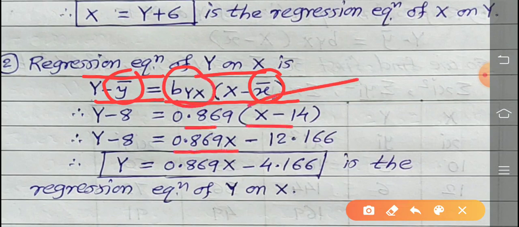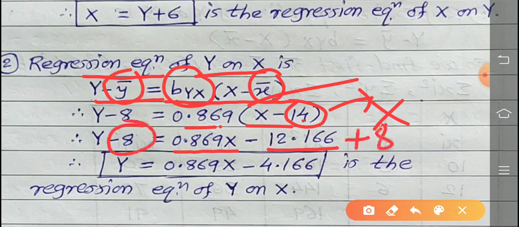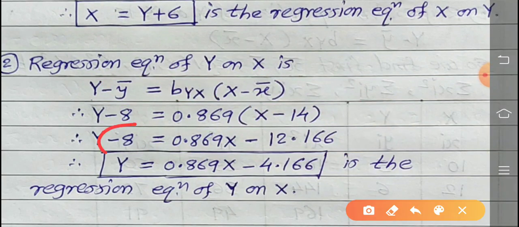Then here, 0.869 multiplied by 14. So we are getting the answer 12.166. You do the multiplication of these two numbers. Then minus 8 is taken to the right hand side, so that is minus 12.166 plus 8. So what is the answer of this? This minus 8 taken to this side becomes plus 8, so minus 12 point something. What is the answer? So minus 4.166.